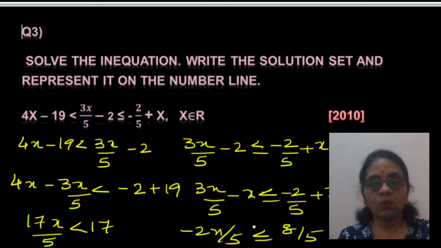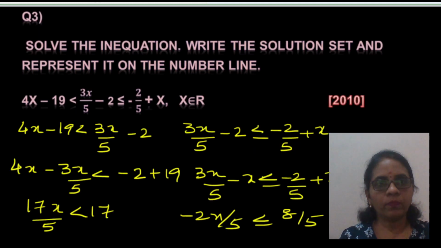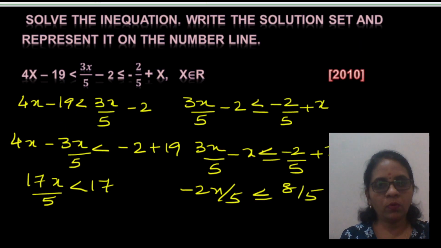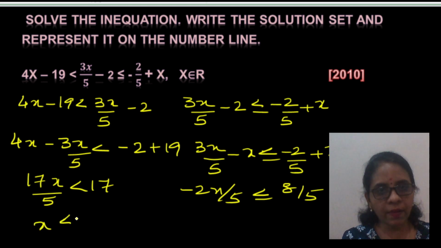So let's go up a little. So we have x is less than 5 over here, and here if you cancel 5 and 5, you get minus x is less than or equal to 8.